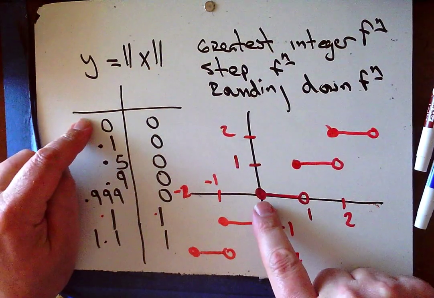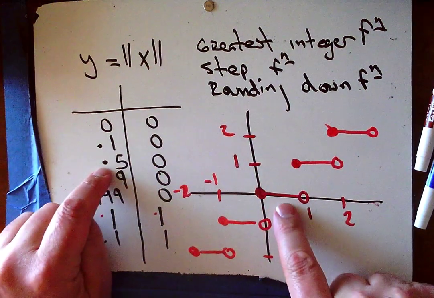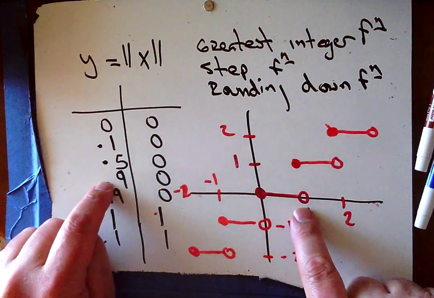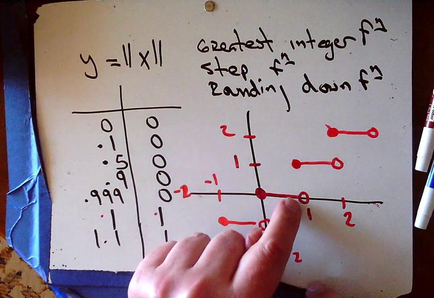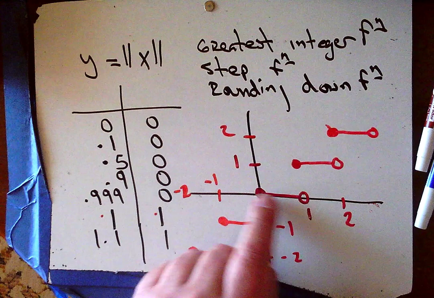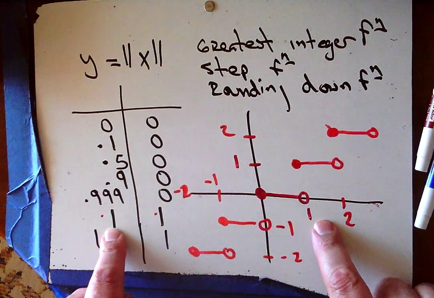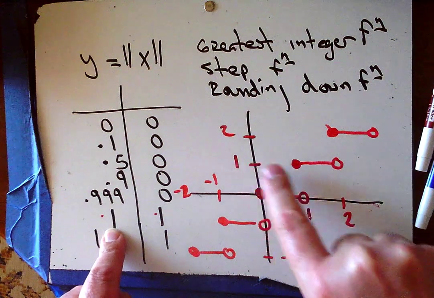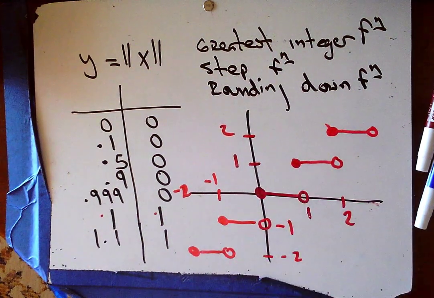Notice at 0 the value is 0, at 0.1 the value is 0, at 0.5 the value is 0, at 0.9 the value is 0, even at 0.999, right up here, the y value is going to be 0. It's not until we get to 1 that we step up to a y value of 1. And then 1.1 is also 1, and so on.